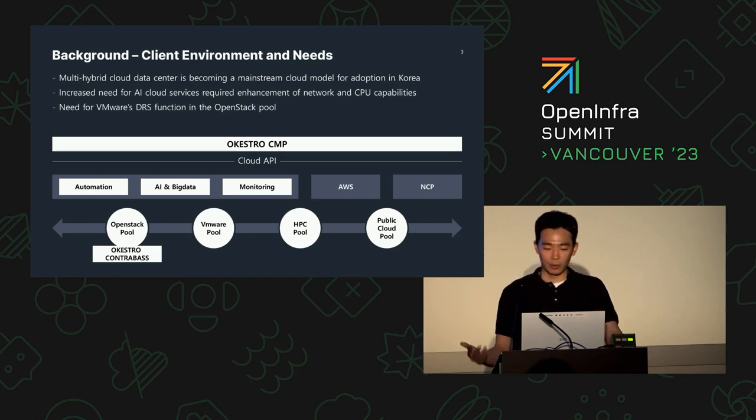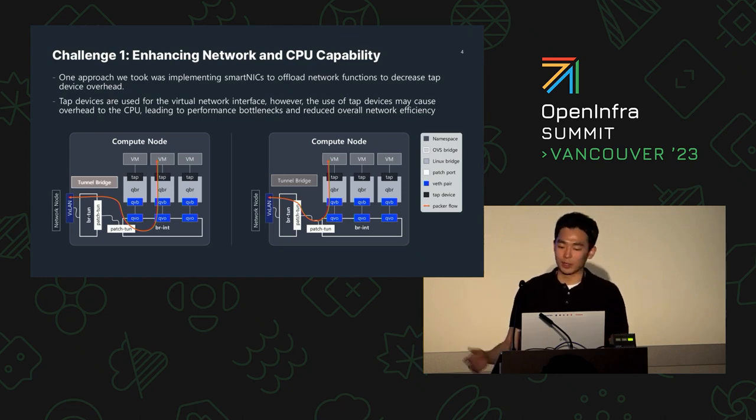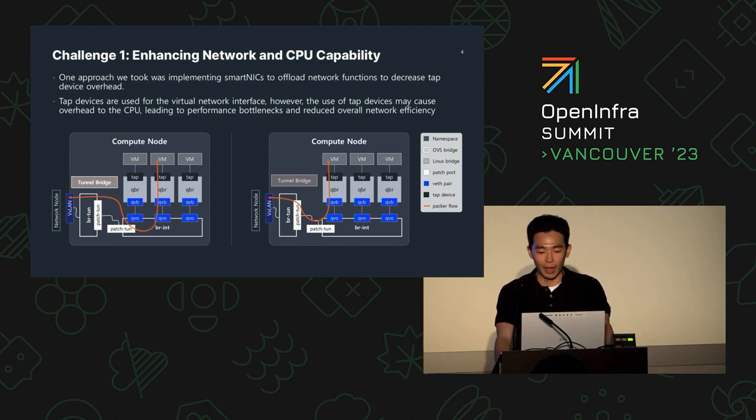With that background, let's get into the first challenge that we faced. The first challenge that I'll be talking about is enhancing network and CPU capability for AI cloud. There are many ways to tackle this issue, but we'll be talking specifically about how we integrated SmartNICs to enhance them.